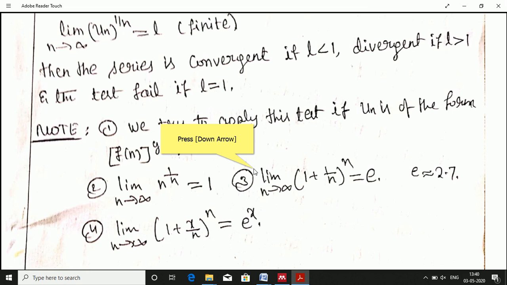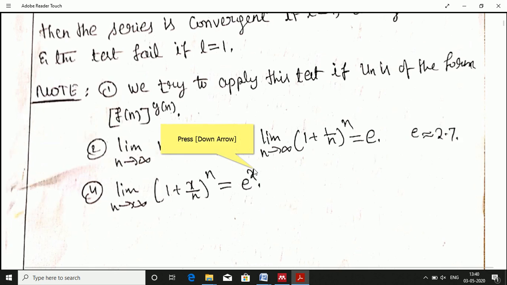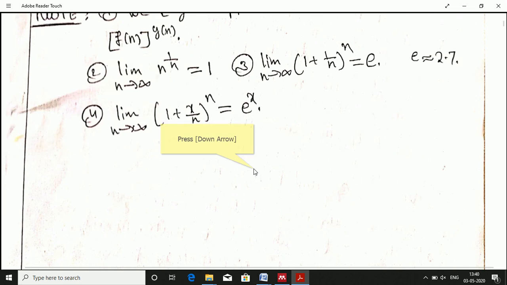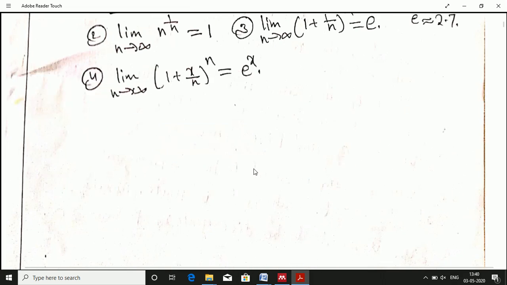And first of all, you need to remember that we apply the Cauchy's root test if un is of the form f of n to the power of g of n.